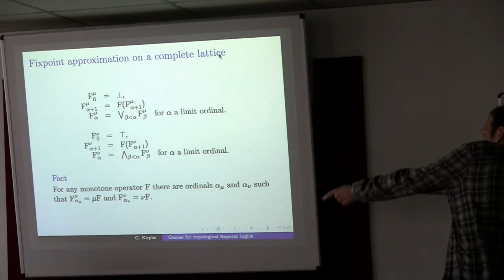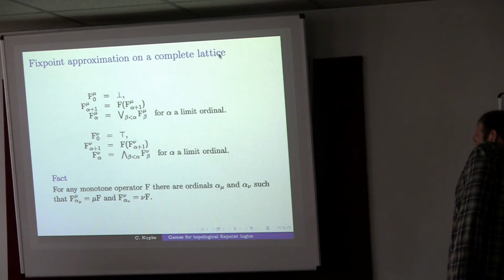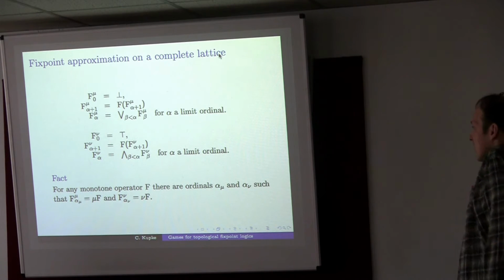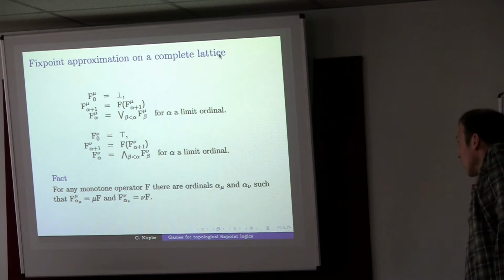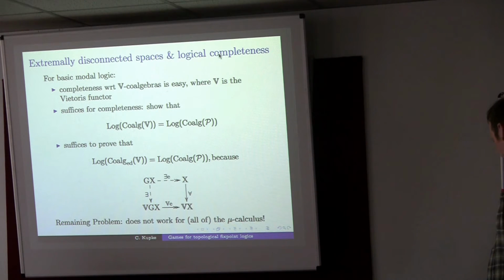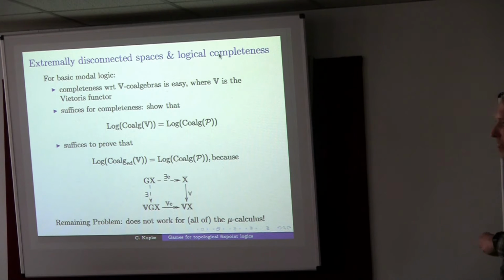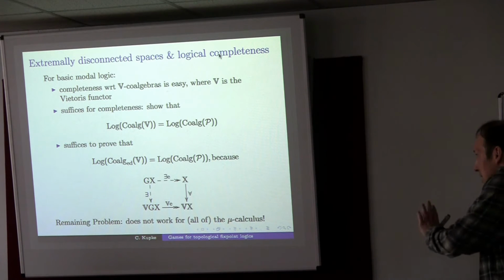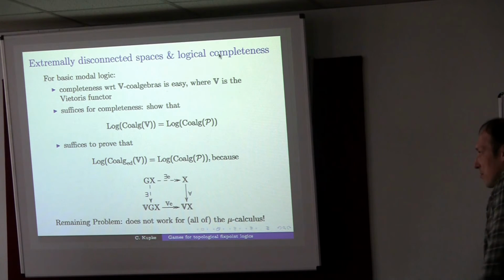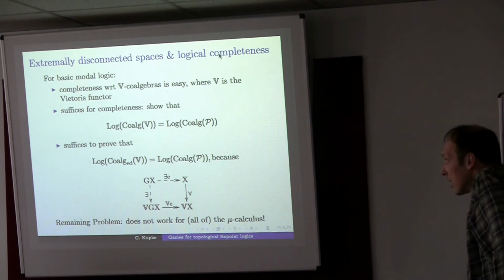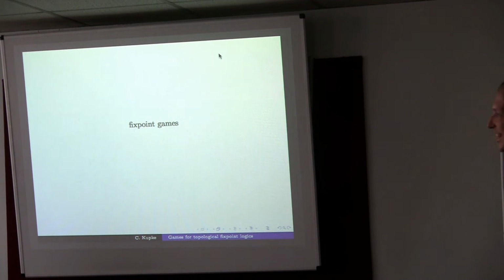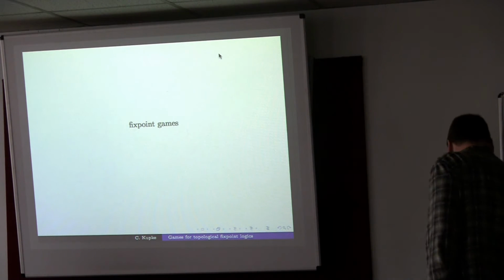And then you know from general theory that for any monotone operator, we have ordinals where we reach this fixed point. I skipped this slide just to make headway. If you want to know why we think that extremely disconnected spaces are related to completeness, I can go back to that one slide where I had a diagram. But let's just go to the fixed point games right now.